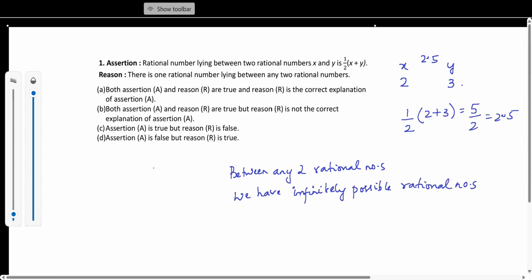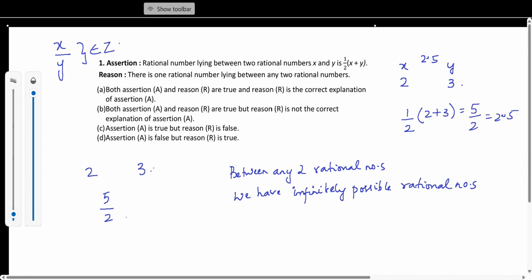But how is this true? If you take 2 and 3, what is the definition of a rational number? Any number that you must be able to express in some integer form with a fraction. X by y should be a fraction where both x and y should belong to integers. That is the criterion. So since half x plus y is an upfront and direct method to get one number lying between, 5 by 2 is a simple first rational number that we get between these two.